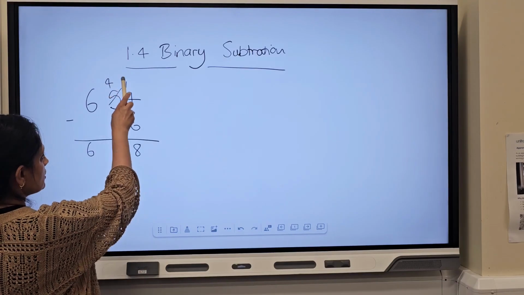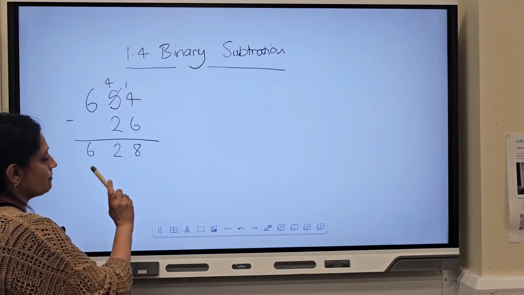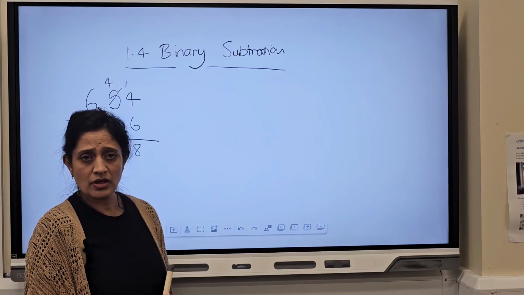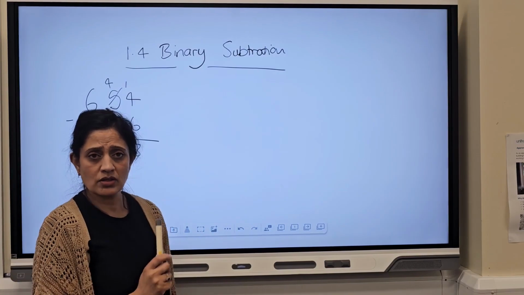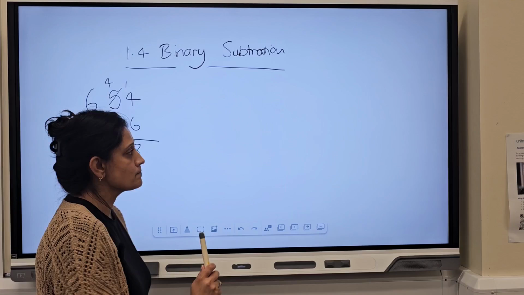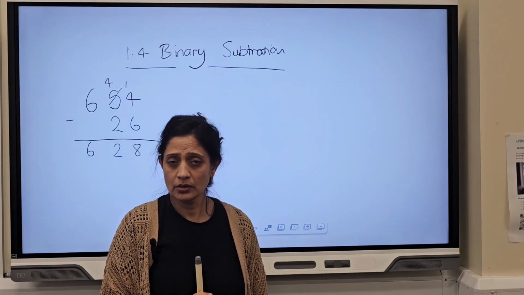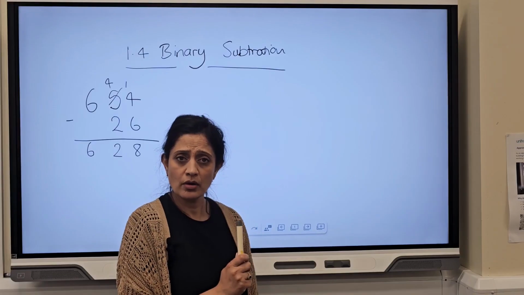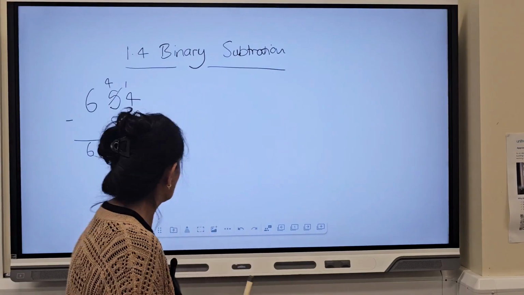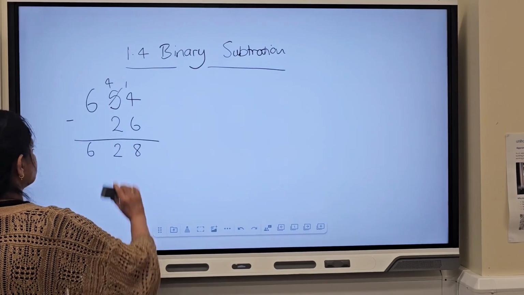But the key thing that you need to remember is the borrowing. Base 10 means that when you borrow, that 1 is worth 10. Okay? With binary, it's base 2. So therefore, when you borrow, it's worth 2. Okay, so let's have a go.